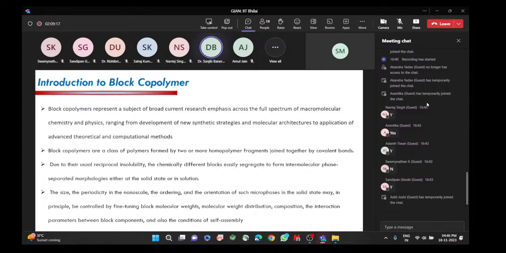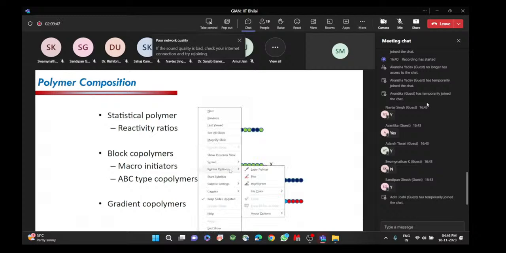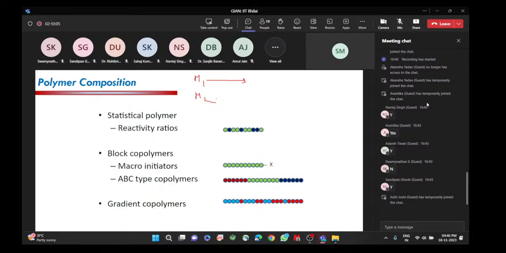We'll go ahead. In this slide, I want to discuss the reactivity ratios, so let's have a look at what reactivity ratio is. Let's say you have two monomers. One of the monomers is monomer 1, the second monomer is monomer 2. For our case, M1 can self-propagate, M2 can self-propagate, and third, they can cross-propagate.